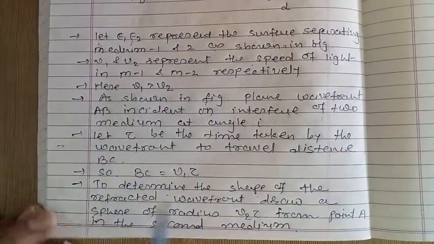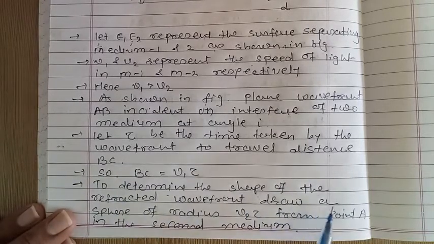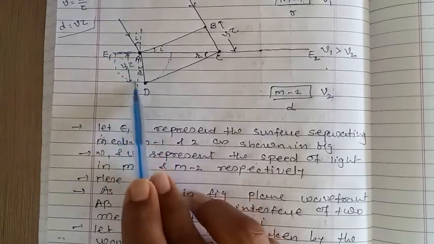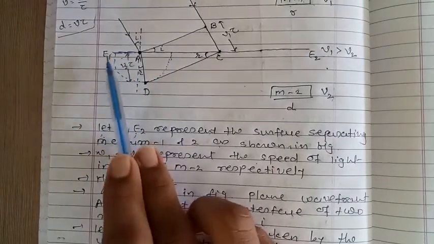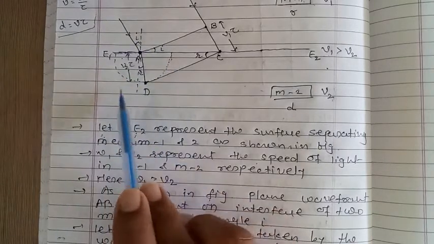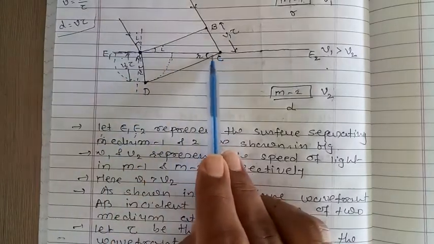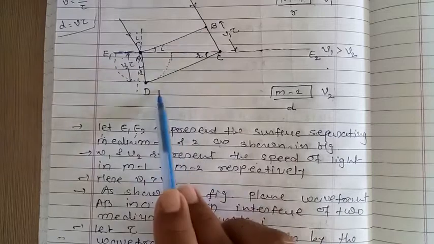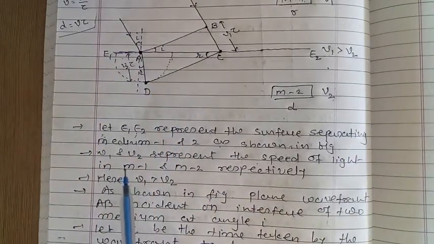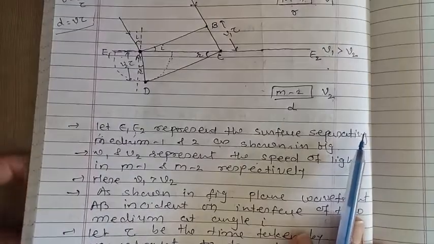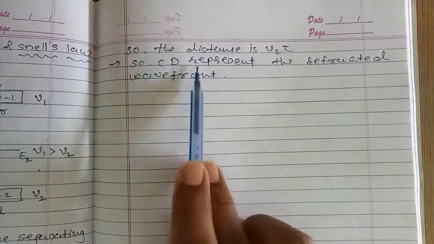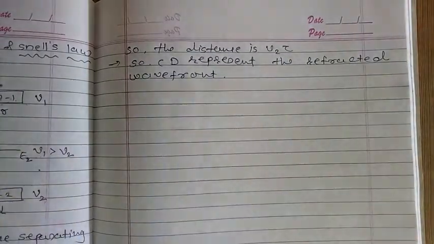So here in medium 1 velocity is V1, so distance BC is equal to V1 into tau, right? Now, to determine the shape of the refracted wavefront, we draw a sphere of radius V2 tau from point A into medium 2, right? So this is the sphere of radius V2 tau. Now we draw a tangent from point C to the sphere. Now as we connect this point, CD is the refracted wavefront, right? So see here, the distance is V2 tau, and CD represents the refracted wavefront.